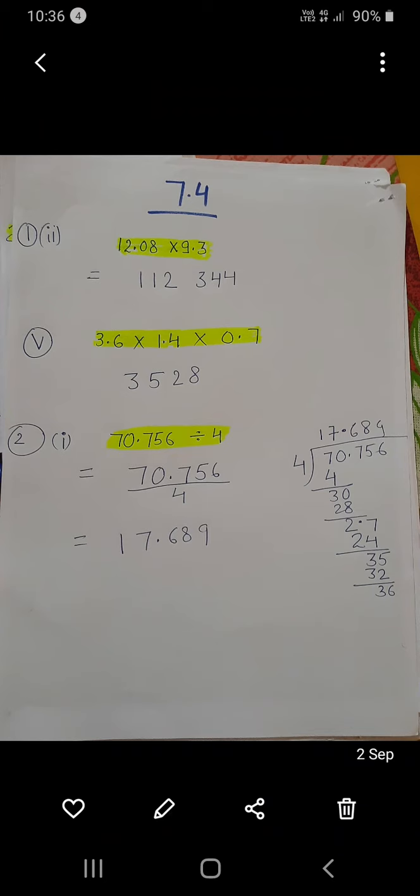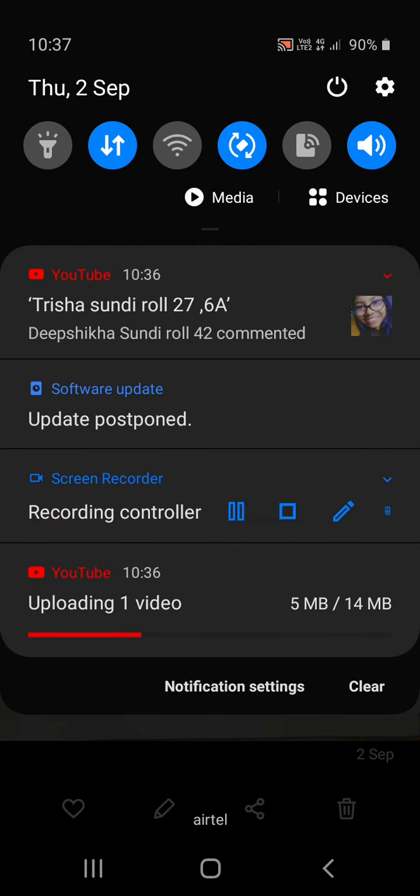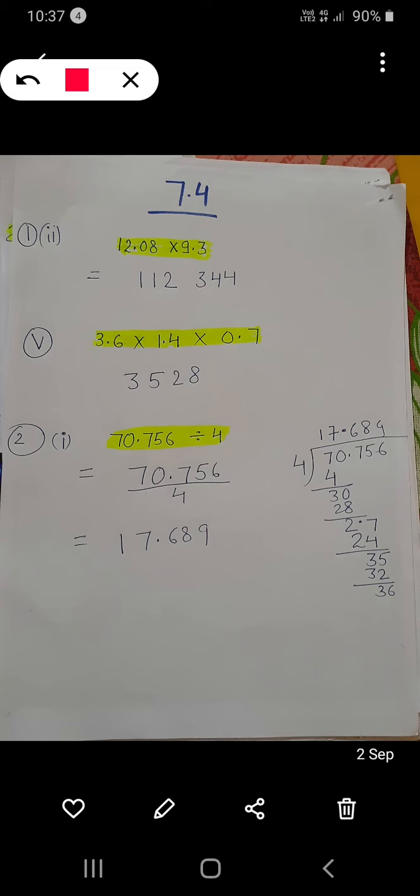Let us continue. Children, I explained how to do the multiplication. Now we will learn simple division. Children, there are two or three ways of division. The first way is, you can see here.